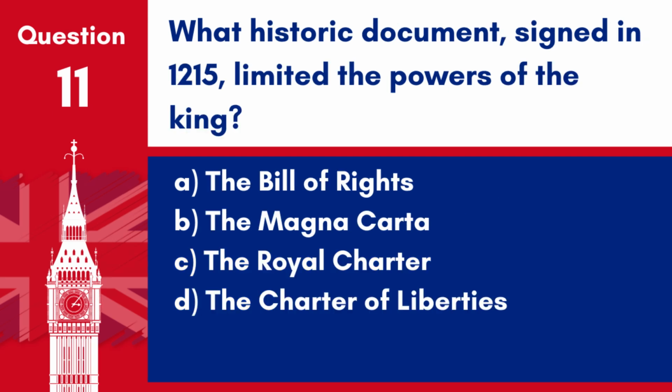Question 11. What historic document, signed in 1215, limited the powers of the King? A. The Bill of Rights. B. The Magna Carta. C. The Royal Charter. D. The Charter of Liberties. Answer. B. The Magna Carta. The Magna Carta, signed in 1215, is a landmark document that limited the powers of the King and laid the foundation for future English laws and liberties.